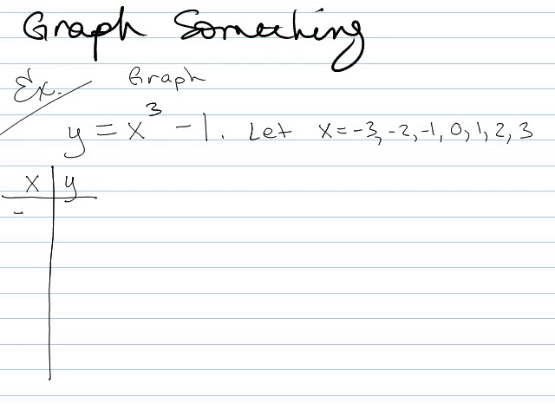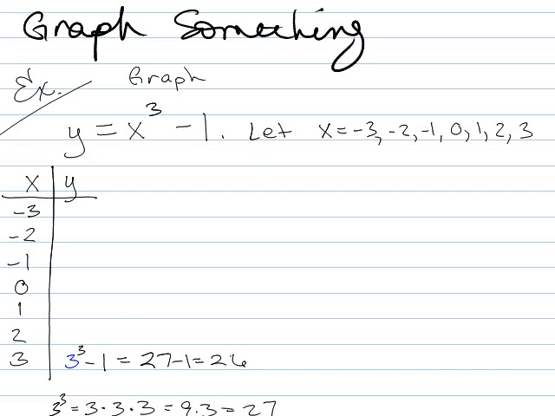So you can say, all right, my X's are -3, -2, all the way down to here. Now what's my Y? Well, my Y is x cubed minus 1. We'll start at the bottom because that's easier. I've got 3 cubed minus 1. So if you remember, 3 cubed is 3 times 3 times 3, or 27. 27 minus 1 is 26. Alright, then I've got a 2, so it's 2 cubed minus 1.